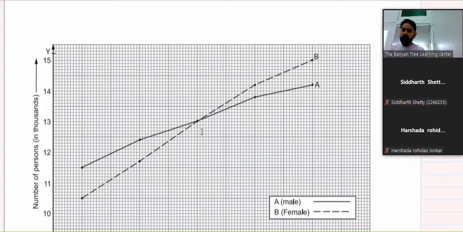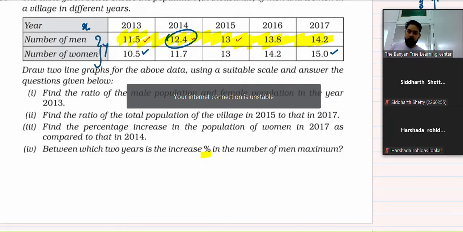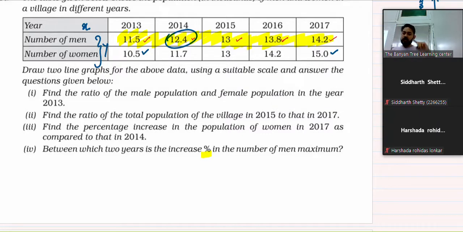Is it difficult? The questions given below will be slightly tricky because they ask about percentages. For example, between which 2 years is the increase percentage in the number of men maximum? See, you can see the number of men: 11.5 to 12.4, 12.4 to 13, 13 to 13.8 and 13.8 to 14.2. Where do you see the biggest jump? Yes, the first 2 years. The increase of population is maximum between 2013 and 2014. So what they are asking is, what is the increase percentage?